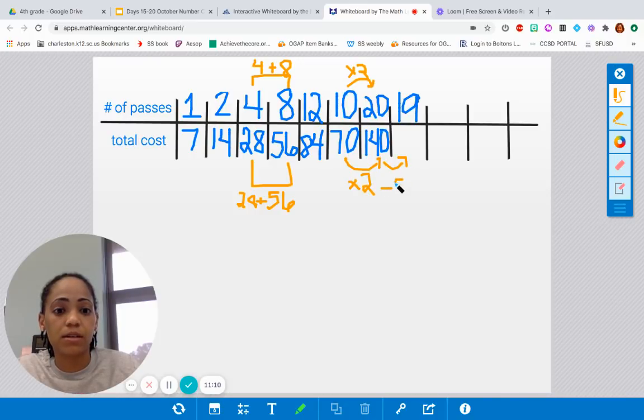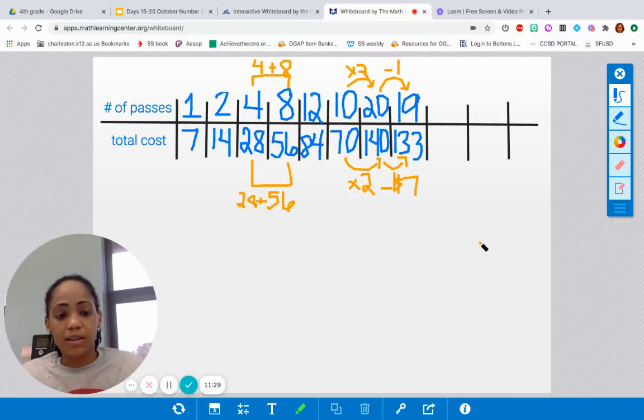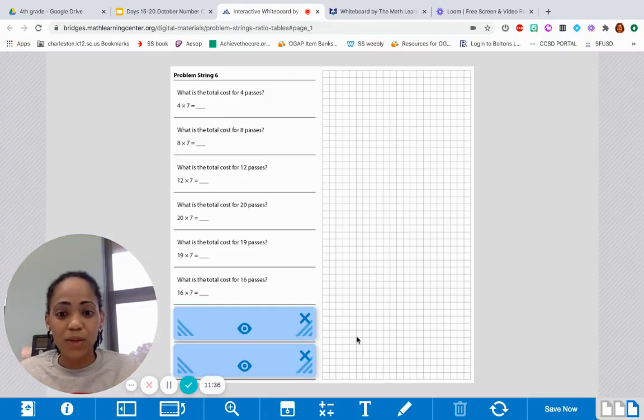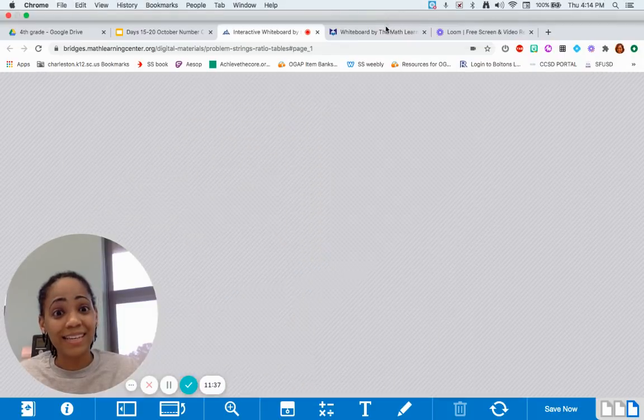Minus $7. What's 140 minus 7? Yeah, 133. Kiss your brain. All right, let's see what comes next. What is the total cost for 16 passes?